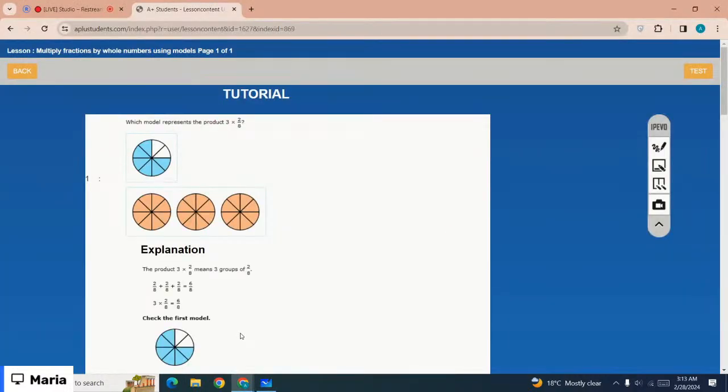Okay, which model represents the product of 3 times 2 over 8, right? So 3 times 2 over 8 means you have 3 groups of 2 over 8, right? 3 times 2 makes 6. That means you have 6 portions colored out of 8.